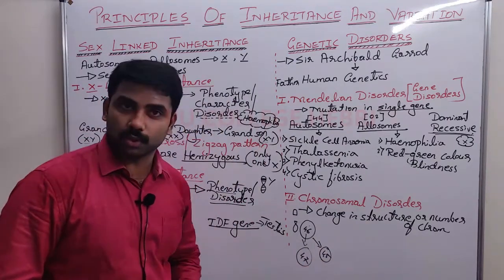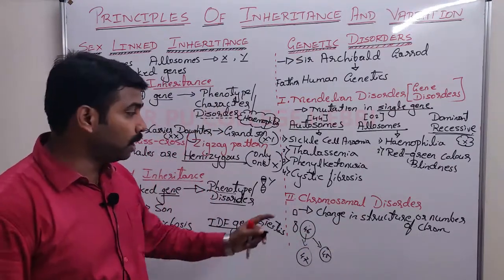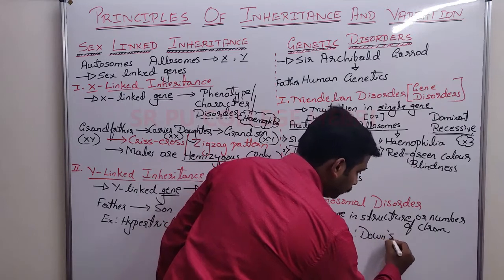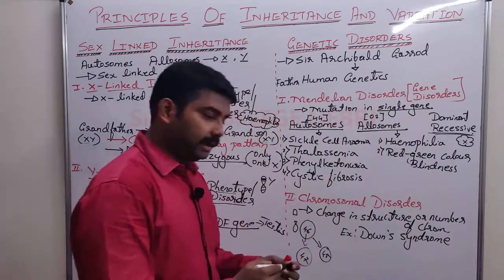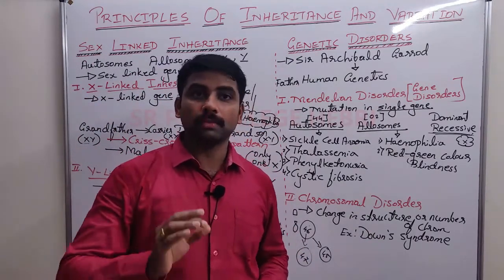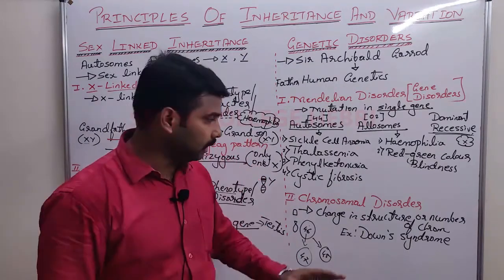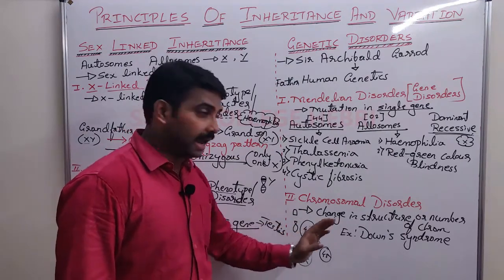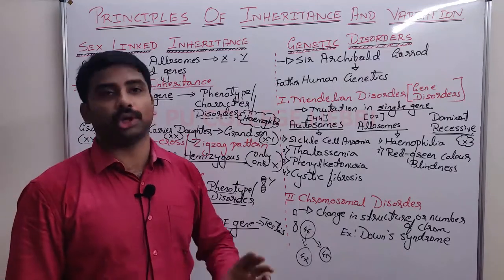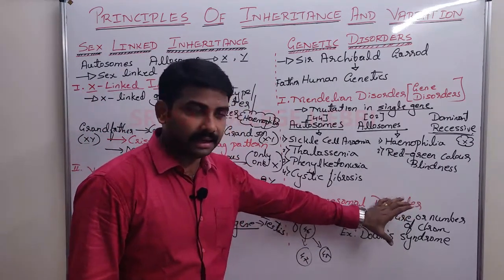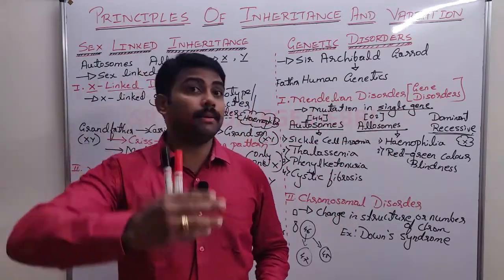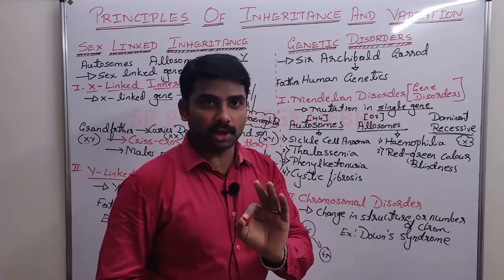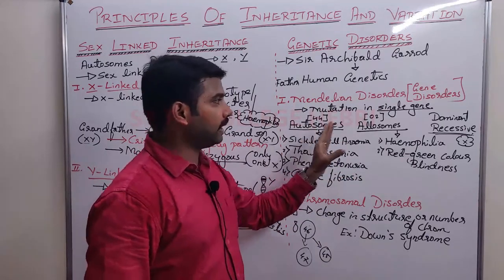Change in the number of chromosomes or change in the structure of chromosomes will lead to what? Chromosomal disorder. And one best example for it is which one? Down's syndrome. Others include Klinefelter syndrome, Turner syndrome, Cri-du-chat syndrome, and many more, but it is not directly associated with a gene, try to understand. It is caused due to either a change in the number of chromosomes or a change in the structure of chromosomes. Once again, I will discuss this in detail once I complete Mendelian disorders. So be mentally prepared. From my next session onward, I'm going to discuss first the different Mendelian or gene disorders. Be thorough with the examples. Which example is for which category, that you must know.